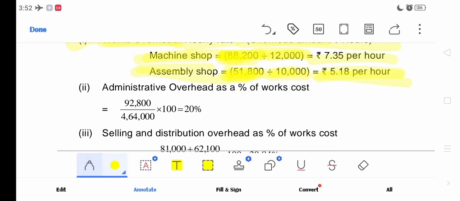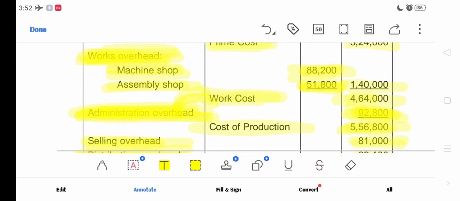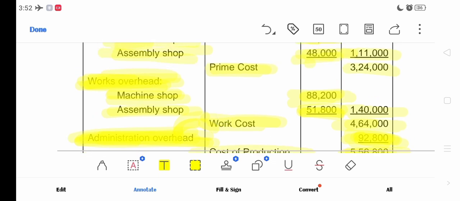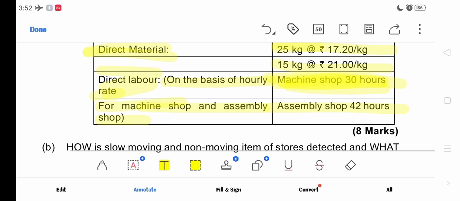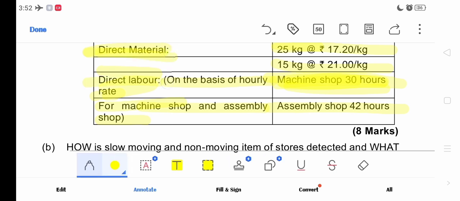So you find this administrative overhead as a percentage of works cost. He says you can take anything as a base. You can take this administrative overhead as a percentage of prime cost also. That is your wish, and you have to put the same into the b part. In the b part they have given a table and asked you to find out. See here, they have given direct material, direct labor, and simply the hours. They didn't give any hourly rate or anything.